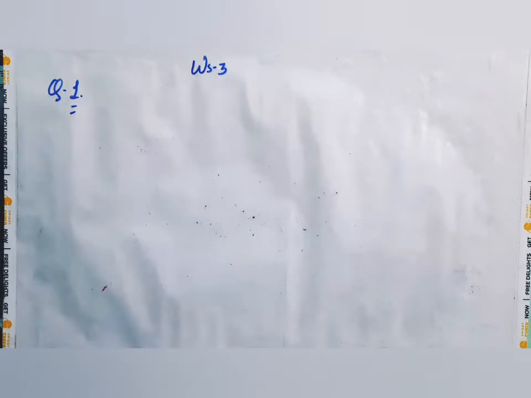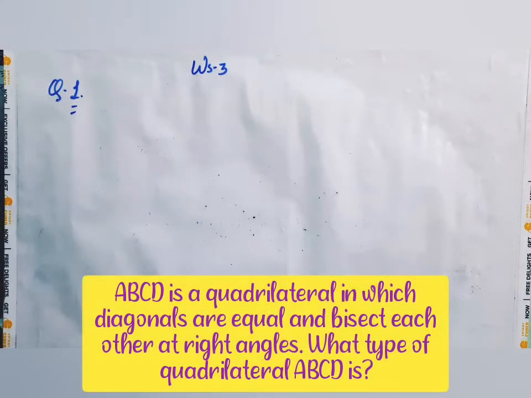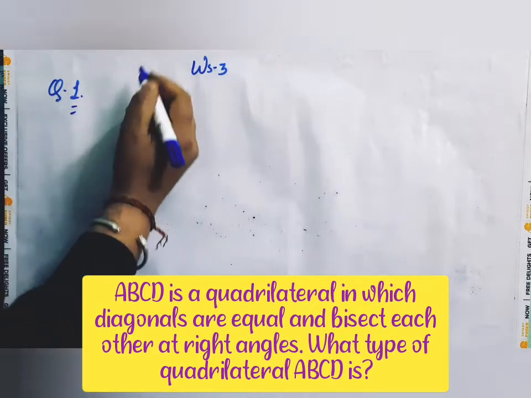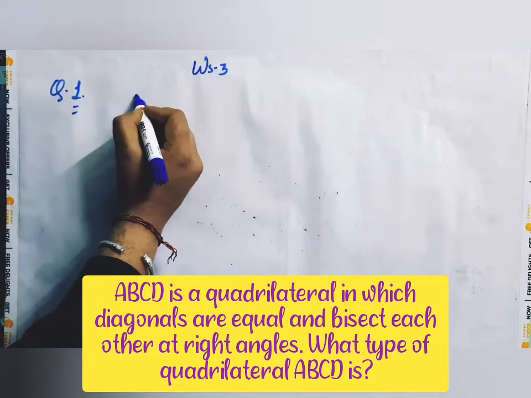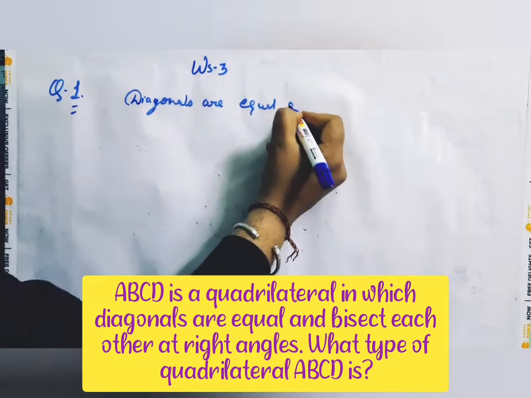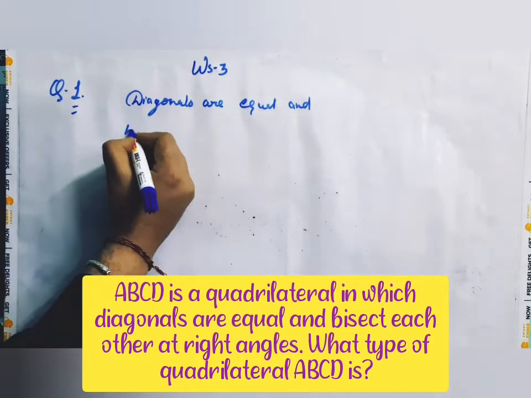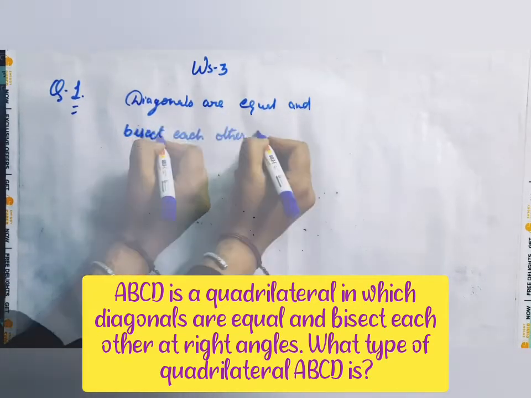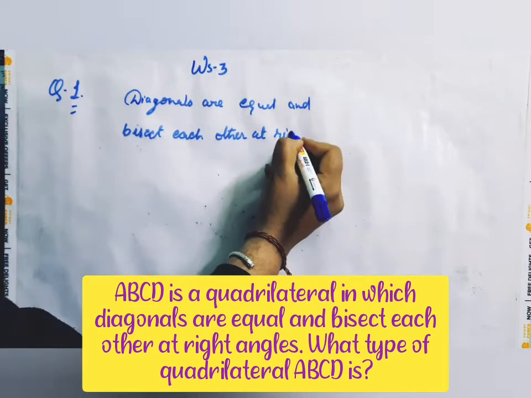Our next question is: ABCD is a quadrilateral in which diagonals are equal and bisect each other at right angles. What does it say? Diagonals are equal and bisect each other at right angles.